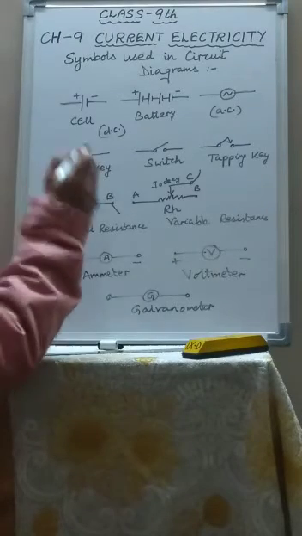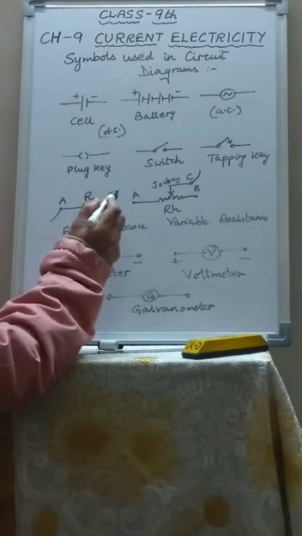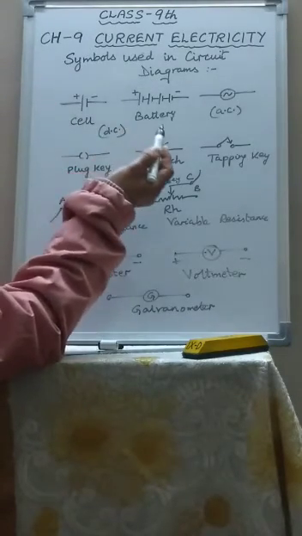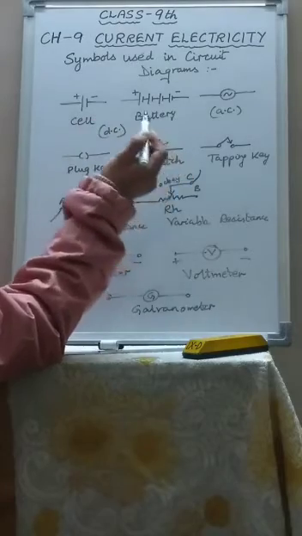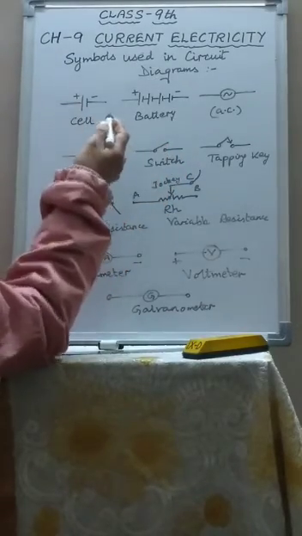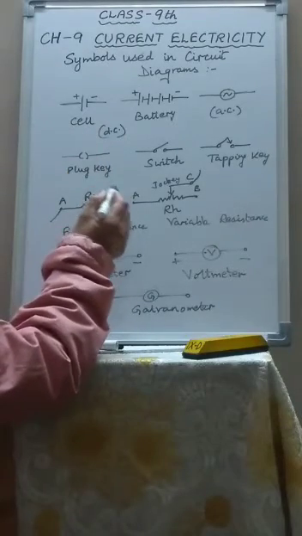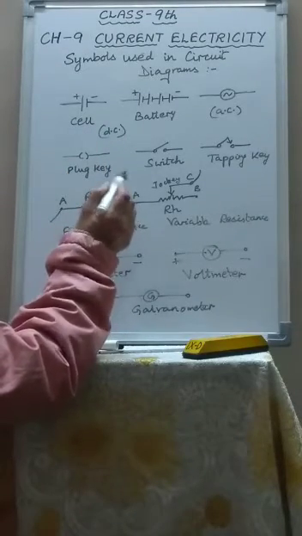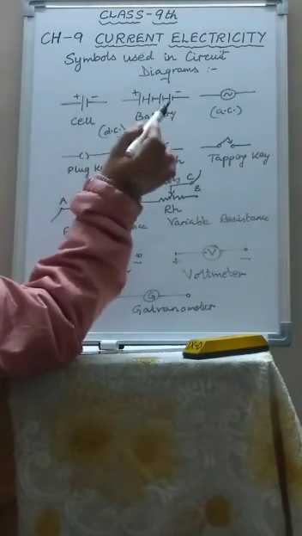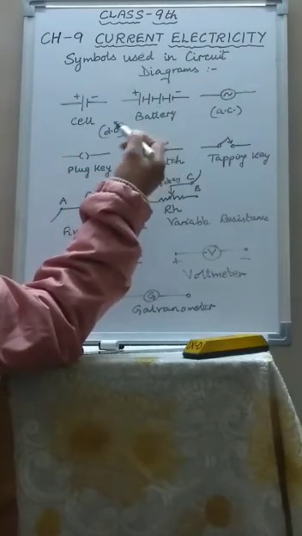Now when you deal with an electric circuit, you use symbols to denote the different electric components connected to the current source. So these figures show some of the electrical components which are used in electric circuits in the laboratory. Now these are the sources of current. Sources means from where you get the current.